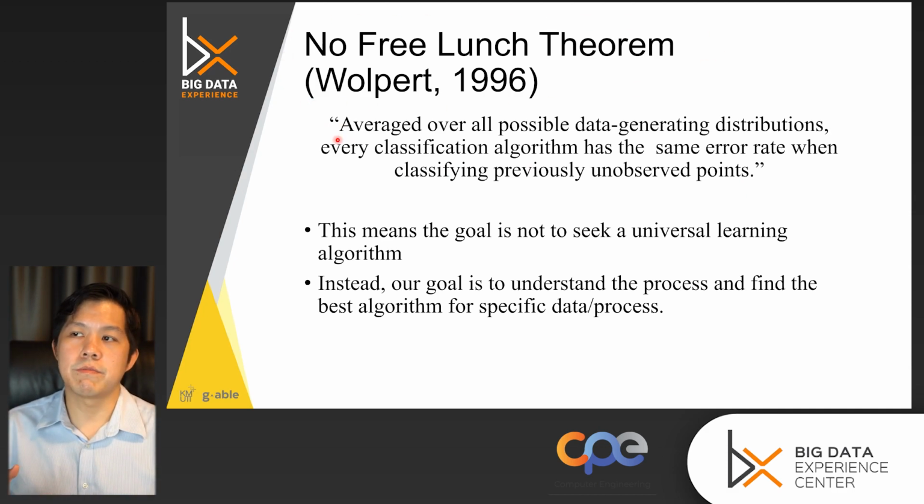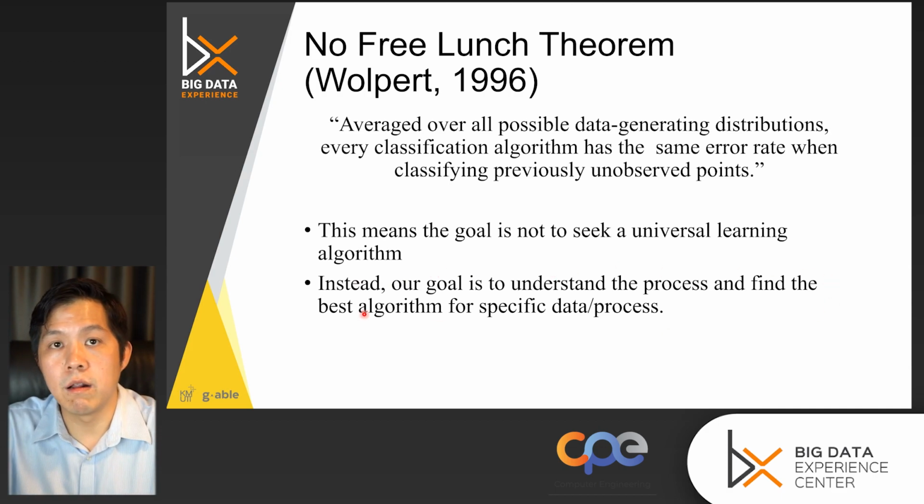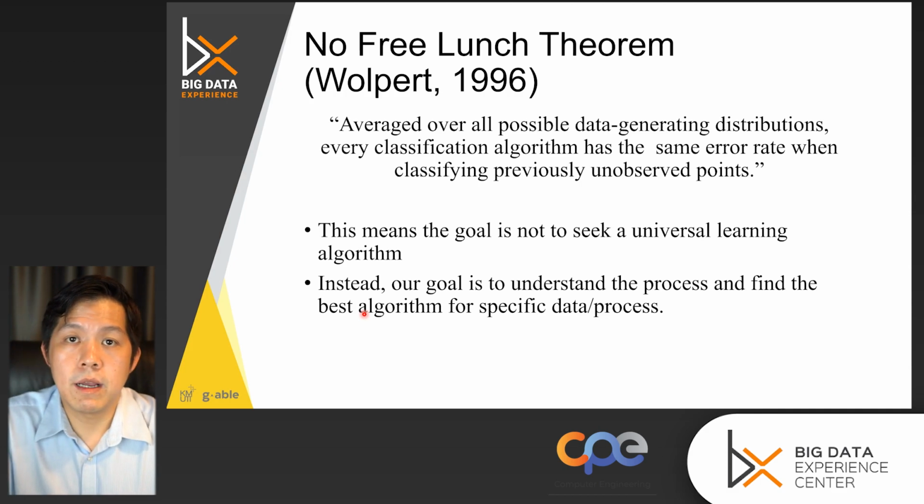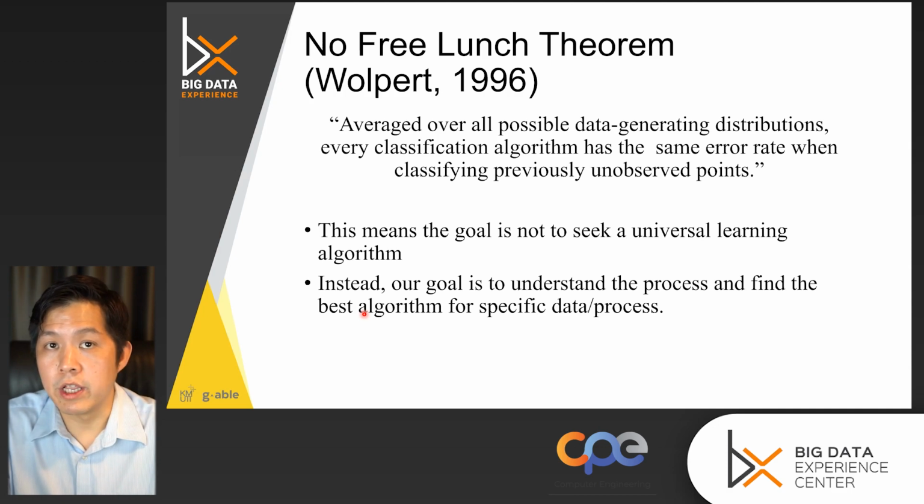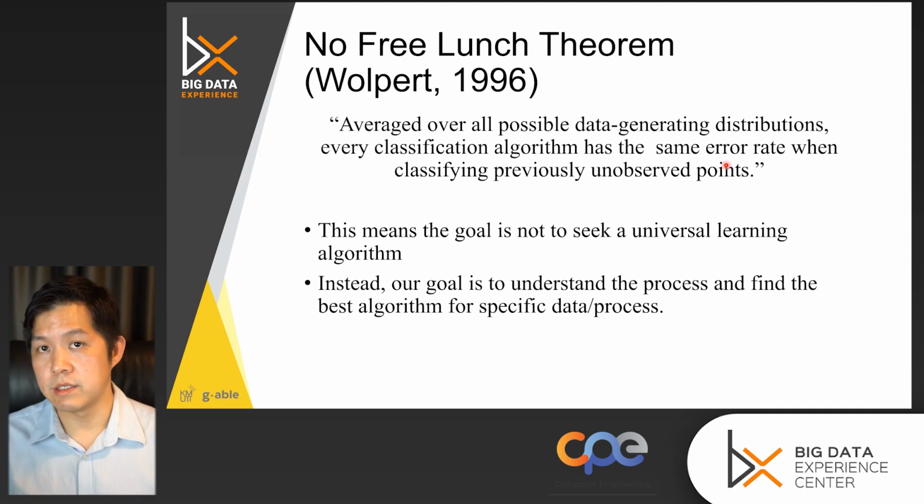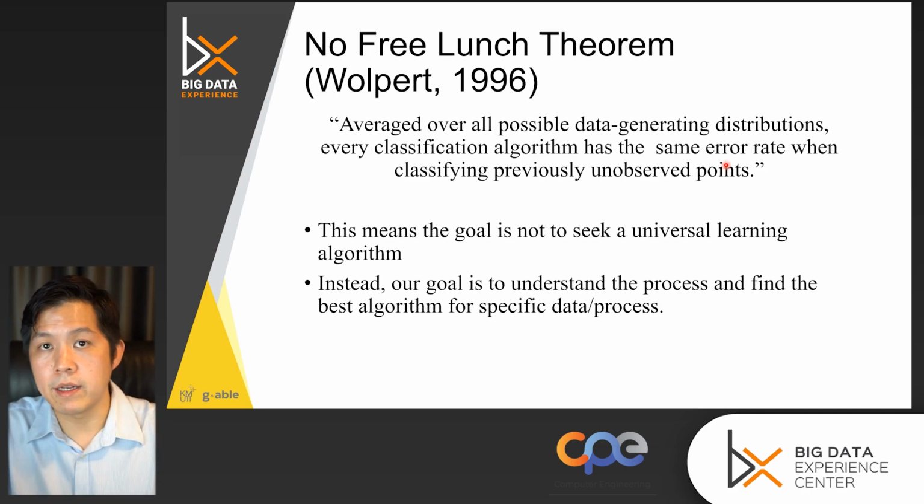If you interpret this in the machine learning way, it would mean that the idea of machine learning is not to seek a universal learning algorithm, but to understand the process and find the best algorithm based on specific data. For a specific data set, one model may perform well, but when the data set changes, maybe because of the nature or the distribution of the data set, the model would only be able to achieve a certain level. That is the meaning of every classification algorithm having the same error rate over a certain distribution of data. So it means there is a limit in learning from the patterns of the data.